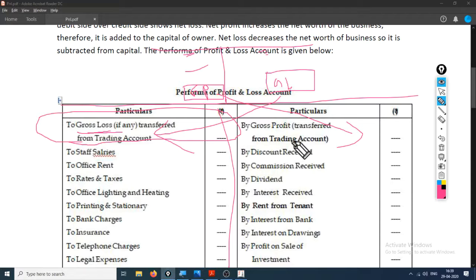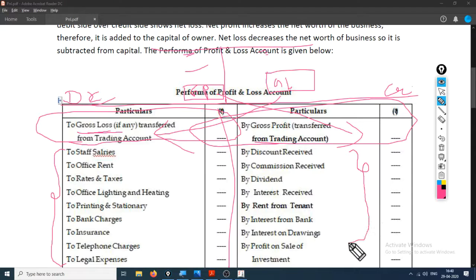Only one can come, right? And the other things it has are the indirect expenses. These are on the debit side, because we debit all the expenses and credit all the gains and income, that is, discount received, commission received, dividend, interest received, rent from tenant, interest from bank, interest on drawings.